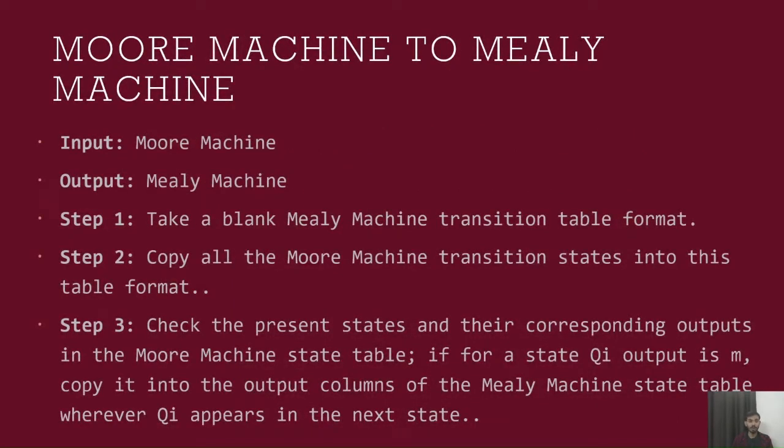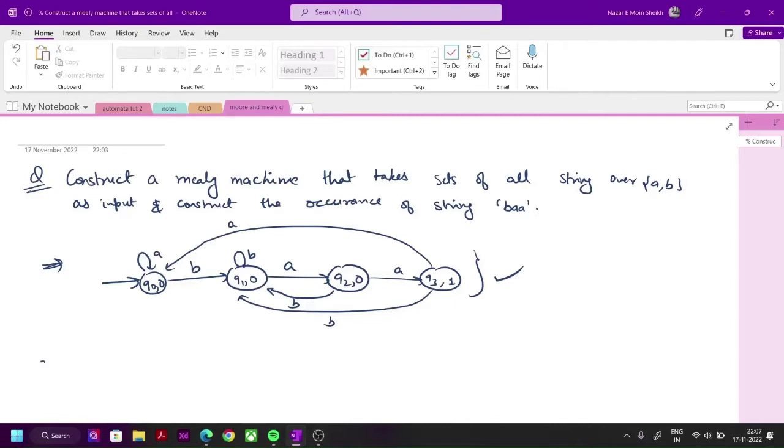Now, before moving on to Moore to Mealy machine conversion, let's see the construction of the Mealy machine that takes the set of strings over A and B as input and counts the occurrence of substrings A and B or ABB. Let's go. Now, moving forward for the same example as a Mealy machine.